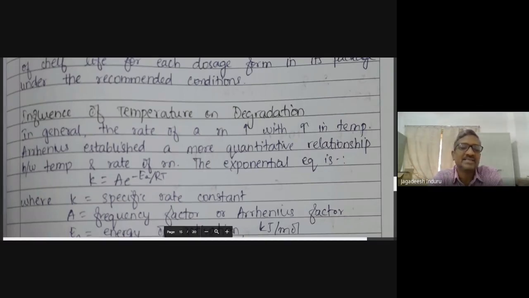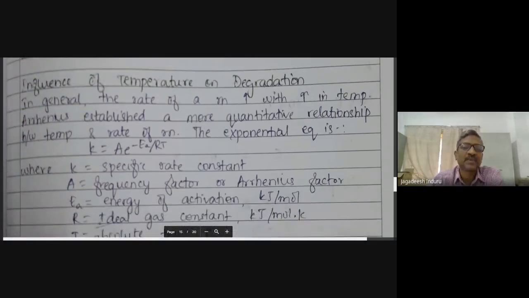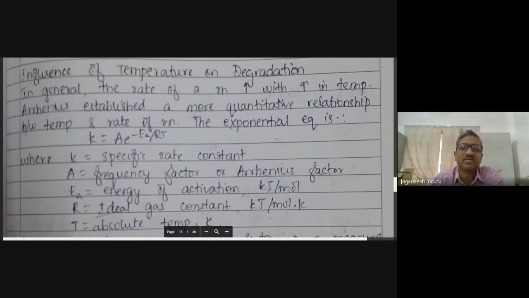He has told that K is equal to A into e to the power of minus EA by RT. K is a specific rate constant, it will give the degradation rate, and A is a frequency factor, also called as Arrhenius factor, and it is a material related parameter also. And EA is the energy of activation. This means it is the minimum energy which is required to make a degradation possible. Less than that, it will not cause any damage to the product.